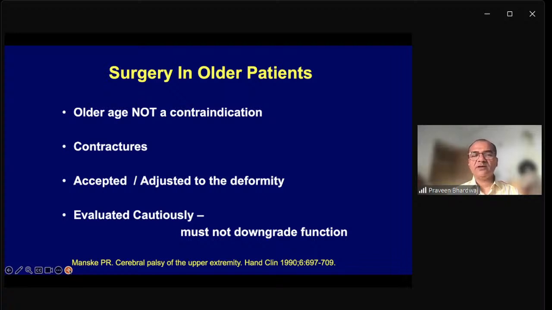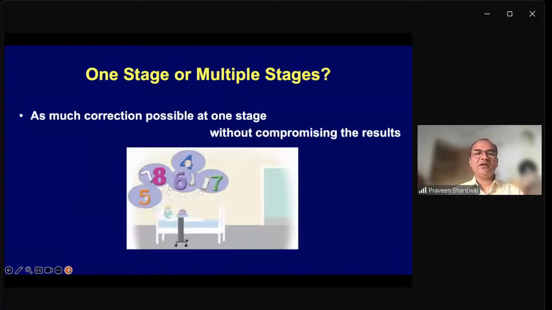But we need to be very careful, because an older patient would have adjusted to some abnormal adjustment patterns, and by our surgery, we should not disturb them. If we take care of that, then it should be fine.